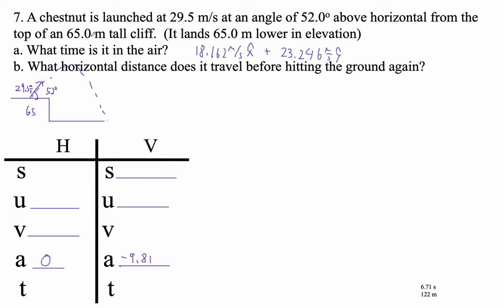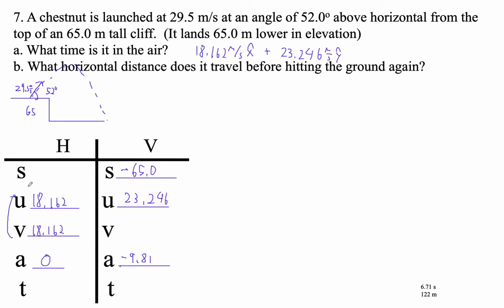Then that 65 meter tall cliff, we're launching from the top of it, so we're going to end up 65 meters lower. So we're going to say negative 65.0, and then these components go in here: 18.162 and 23.246. And then, of course, you can fill this guy; these are the same always, 18.162.